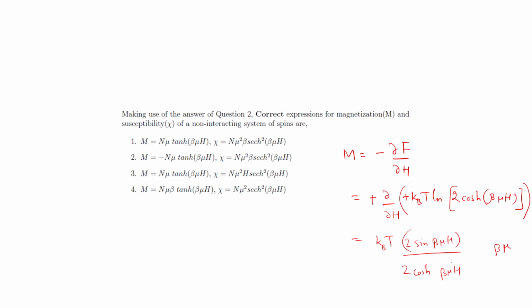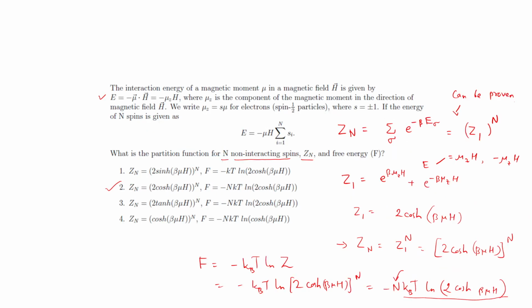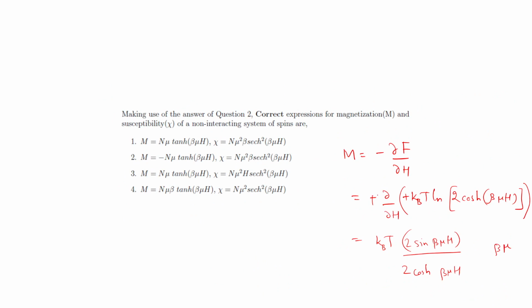And F also has this N kBT, that is this N, and so what we have is N mu times sinh by cosh, that is tanh(beta mu h). So this is your expression for the magnetization. So it is N mu tanh(beta mu h). So either this or this.